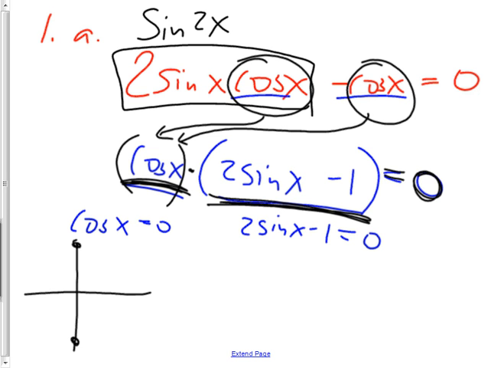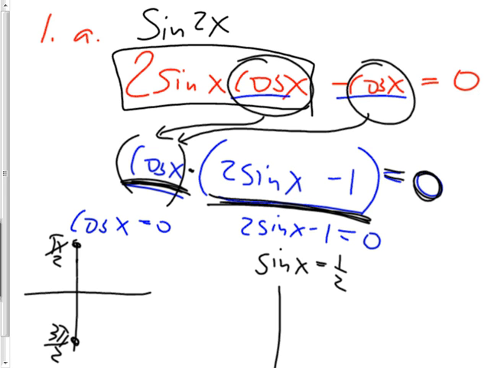Right? You guys agree with that one? Was it pi over 2 and 3 pi over 2? I think so. All right, and on the other one? Oh, I finally have to actually draw a triangle. Sine is equal to a half. I know that one. That's 30 degrees, also known as pi over 6.